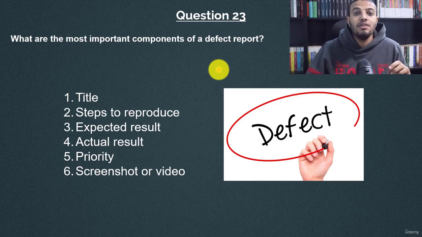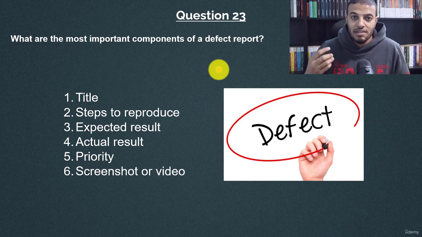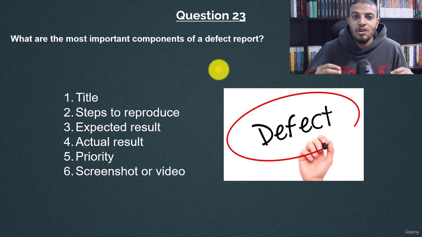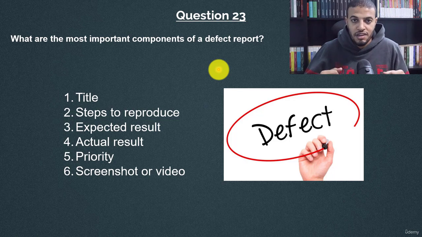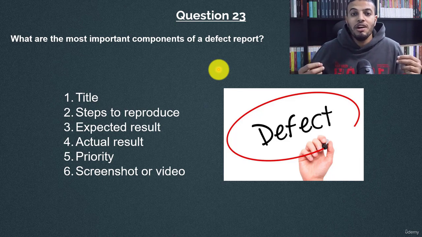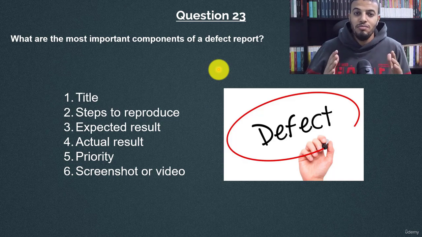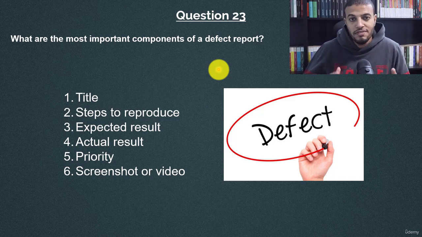The next question says, what are the most important components of a defect report? So writing a defect report or a bug report or a fault report, like we said, the defect is the same as the bug and it is the same as a fault. Writing a good defect report is one of the most important skills that you must possess as a software tester. But how can you write a good defect report? This is something that the interviewer must make sure that you are able to do. The defect report includes many fields, and those fields might be, for example, like 20 different fields, okay?